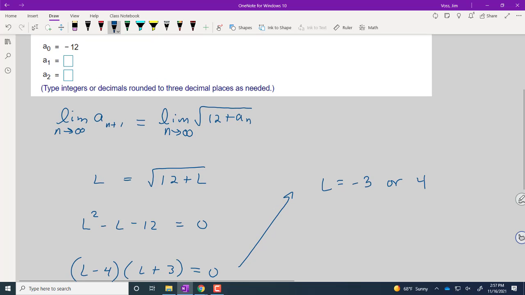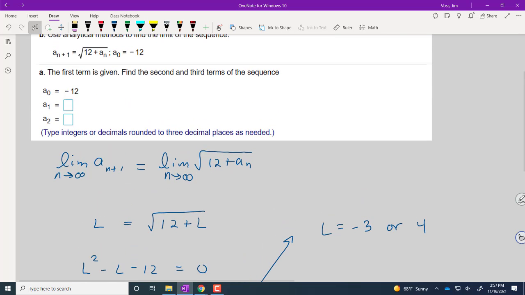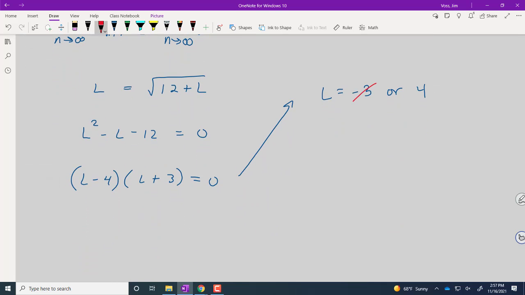But we look at our sequence, and there's no way the limit of this can be a negative number. Because as soon as we plug in our negative 12, our next term is 0. Now we plug in 0 there, square root of 12 is 2 root 3. So the only time that the sequence has a term that's negative is this first term. After that, we're dealing with positive square roots. So this sequence could never converge to a negative, because all the terms become positive once you hit a sub 2. They'll stay positive. So this one is not really a candidate. So that means that the limit of this sequence is 4. But it only works if the sequence converges.